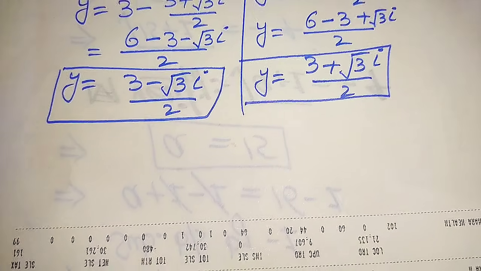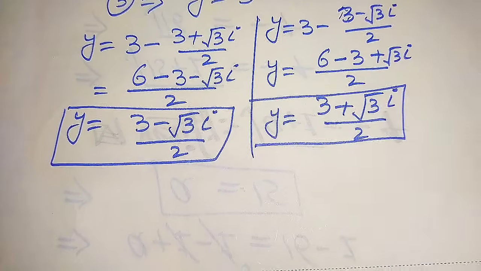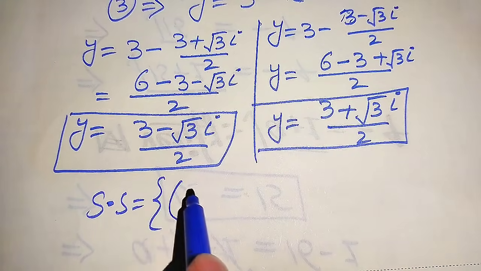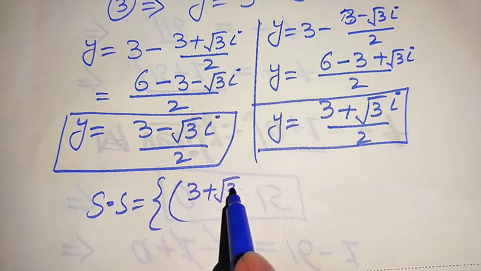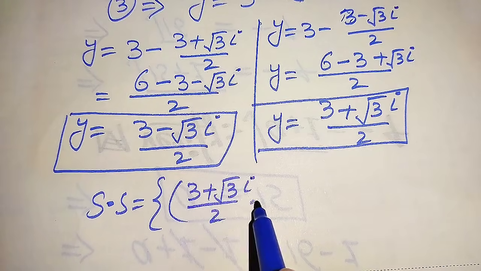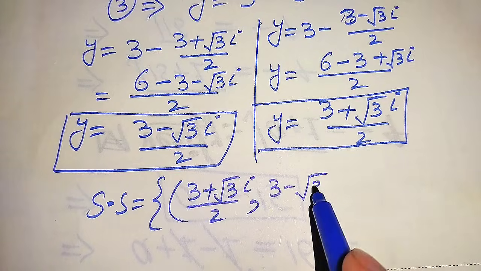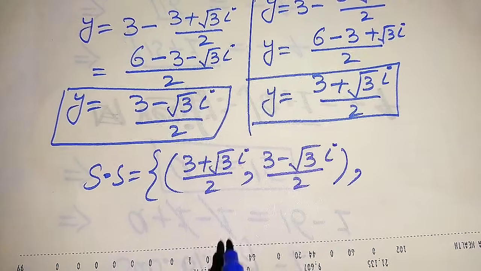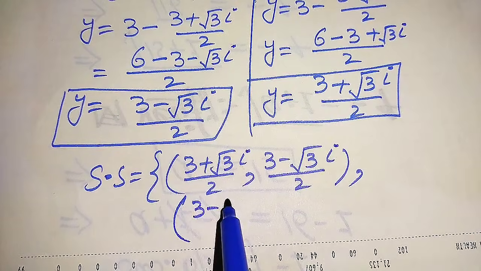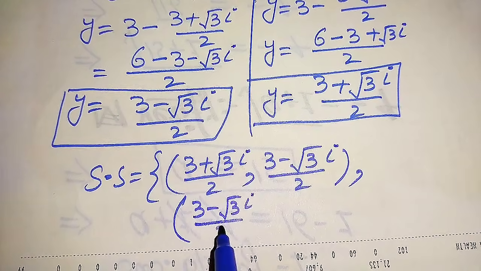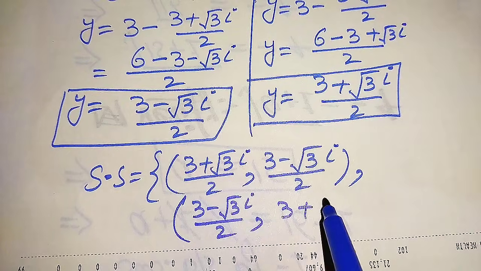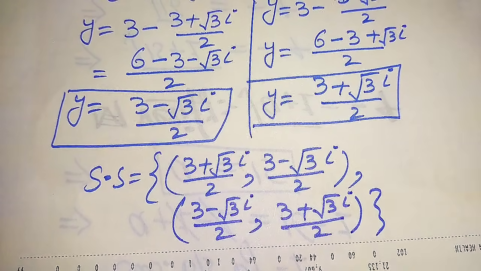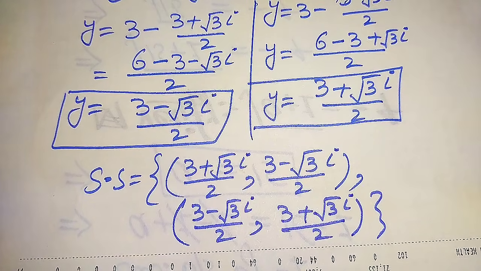Finally we have two solutions of the given equation. The first is x equals 3 plus square root of 3 iota divided by 2, and the value of y is 3 minus square root of 3 iota divided by 2. The second solution is x equals 3 minus square root of 3 iota divided by 2, and y equals 3 plus square root of 3 iota divided by 2. So these are the two final solutions of the given equation, and this is the final answer.